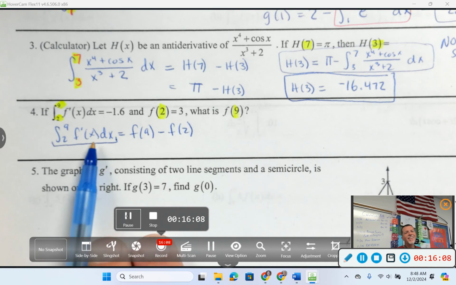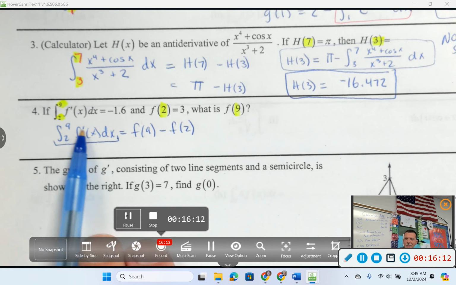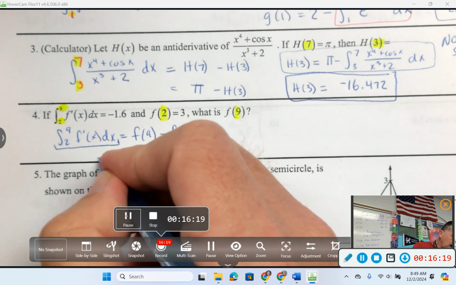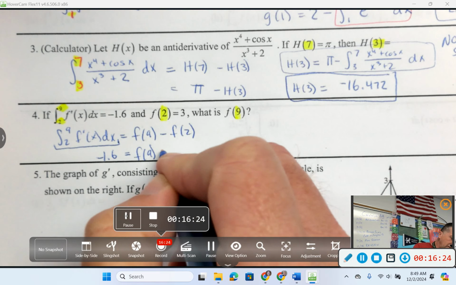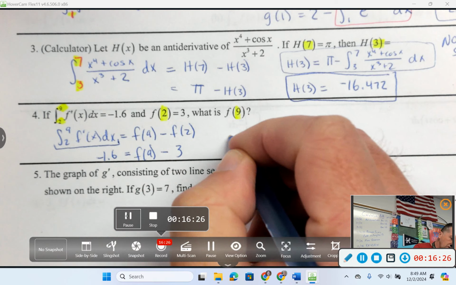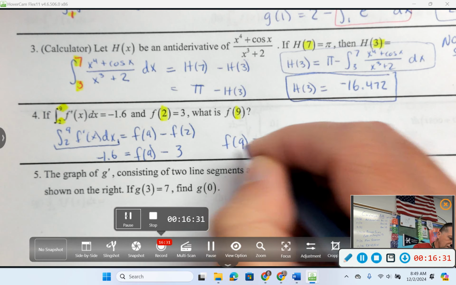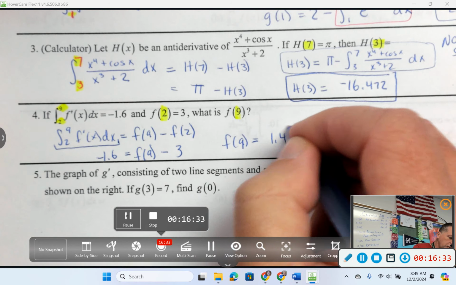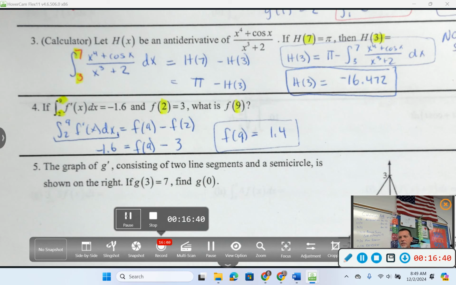okay, so this is easier than the ones we've done before. Previously, we evaluated the integral by hand, and then we used the calculator, and now they're just going to tell you that it's equal to negative 1.6. F of 9 I don't know, f of 2 is 3. So if I add 3 to both sides, I get 1.4. But it feels like they give you so much information, they make it complicated.